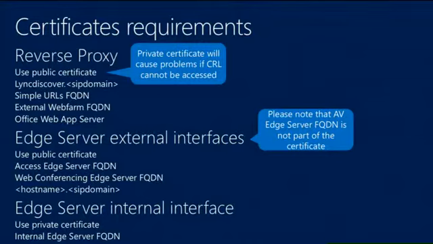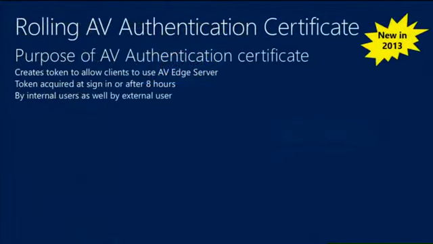Edge server internal interface, yeah, you can use a private certificate there and just have the internal Edge server FQDN on it. A new feature that we included in 2013 is the rolling AV certificate. And just think about a moment how the AV certificate is used. Whenever I sign in, no matter if I'm internal or external, I will connect somehow to my front-end server, and then my front-end server will tell me, this is the AV Edge server pool that you're going to use. Then I'll tell my front-end server, great, give me credentials. My front-end server goes to the AV Edge server and says, give this user credentials.